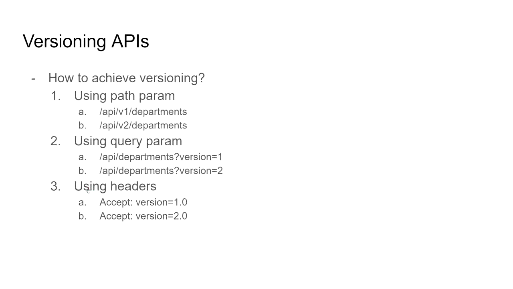Headers contain some sort of metadata about the API request, and inside that header you can send the version information, that I'm particularly calling version 2 of the API or something like that. So the structure would look something like this: accept version 2.0. Behind the scenes, the API will read the headers and know that version 2 is requested, so we need to execute the logic of version 2.